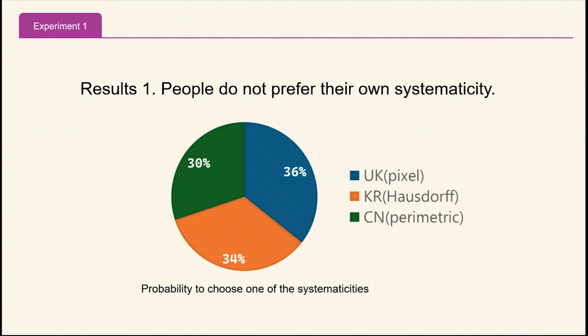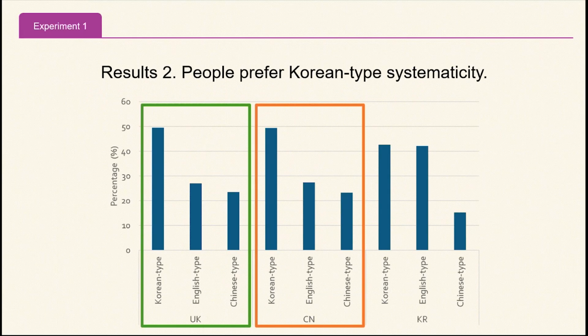Okay, here are the results. People do not prefer their own systematicity. This graph shows the probability of an individual choosing one of the systematicity types, and it's just at chance level, no significant results. A more significant result is here.